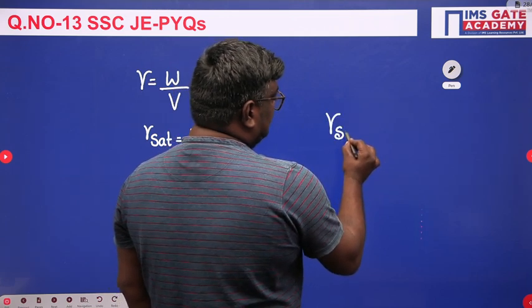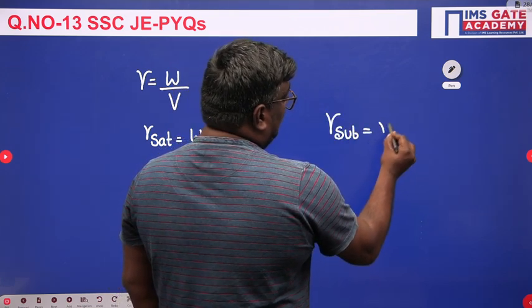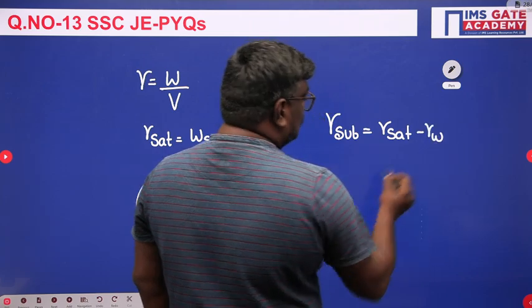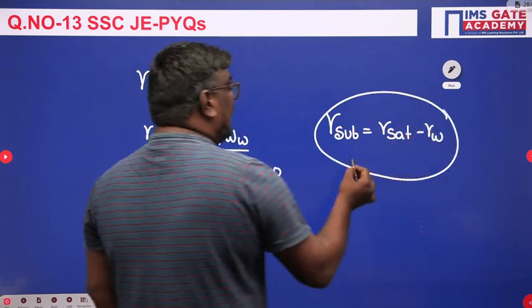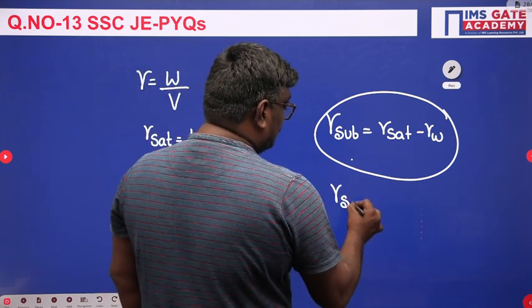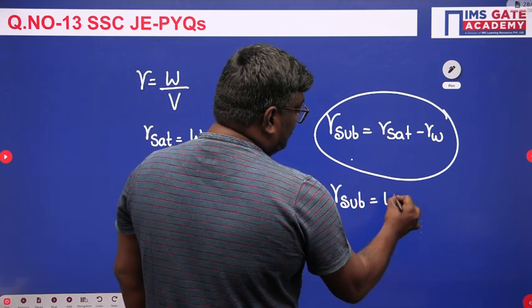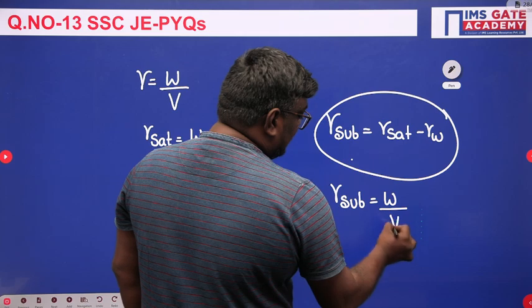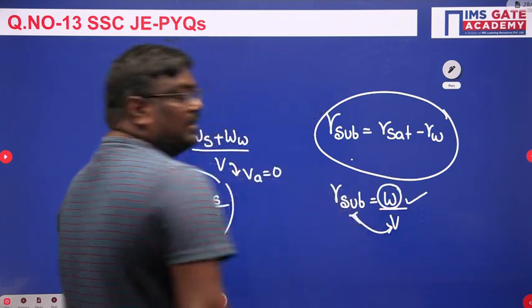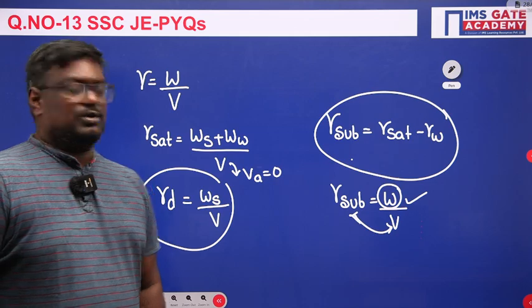submerged unit weight is given as gamma submerged is equal to gamma sat minus gamma W. There is a buoyancy force here, hence the submerged unit weight. So here gamma submerged is weight by volume, and they are asking gamma submerged into volume, which is nothing but what, sir? Buoyancy weight. I hope you are clear with this solution.